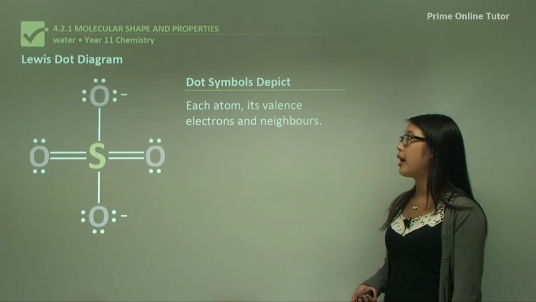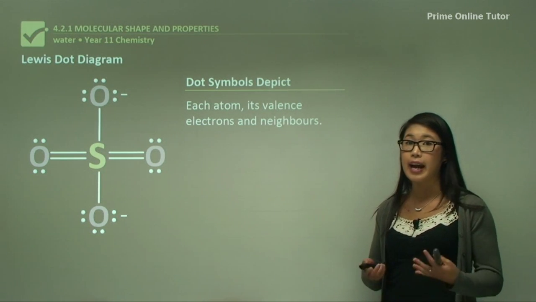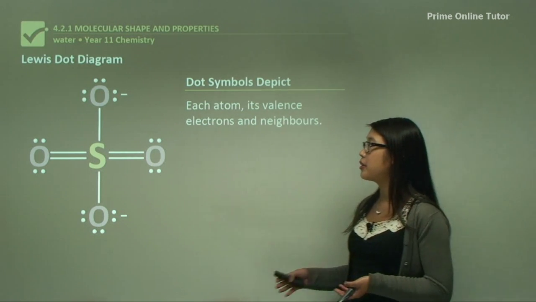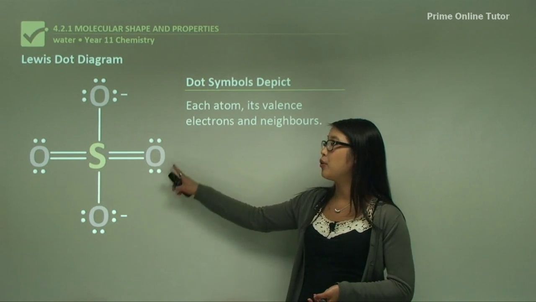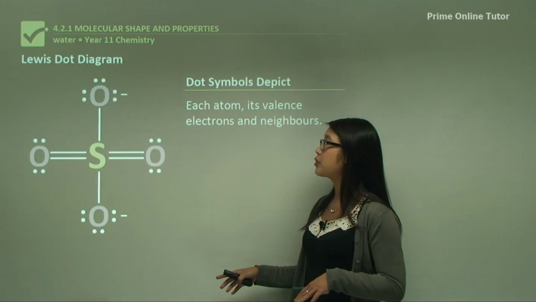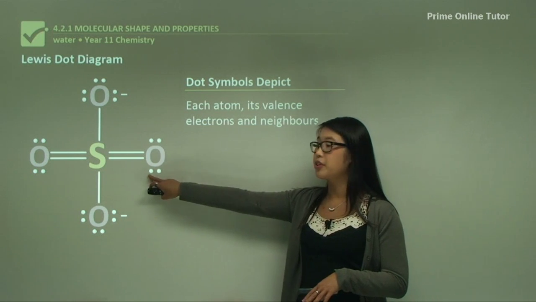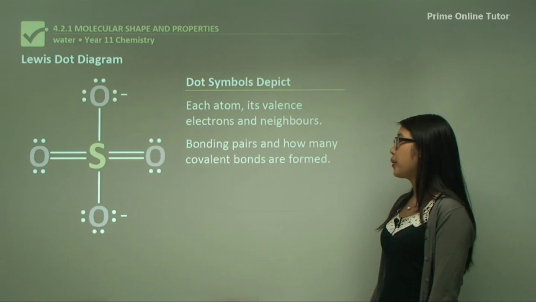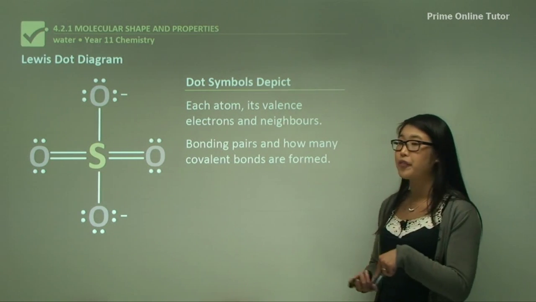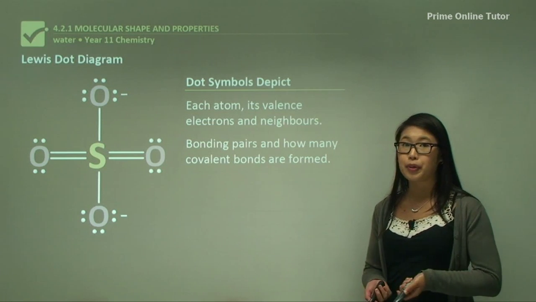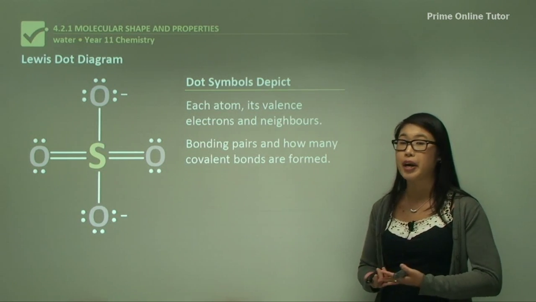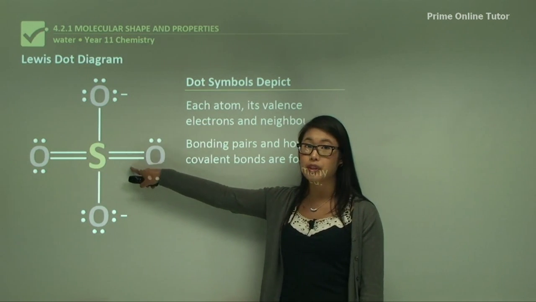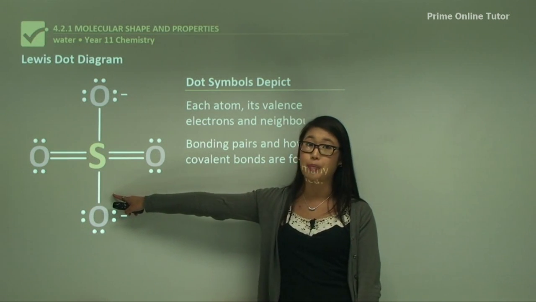Each atom and its valence electrons, the electrons in the outermost shell, as well as its neighbours, are shown in the picture. In this case we have sulfur and its neighbours are all the oxygens around it. We also show the valence electrons with the dots and the bonds, like we said before. Bonding pairs are shown, and also how many covalent bonds are formed. Covalent bonds are bonds where the electrons are shared between two atoms, and they're represented by lines. A double bond is represented with two lines, and a single covalent bond is represented by one line.